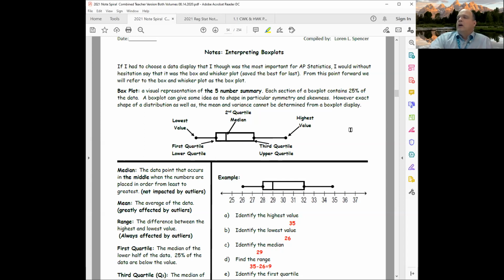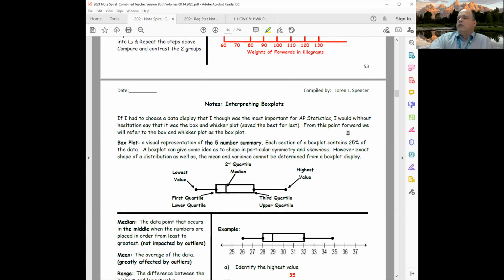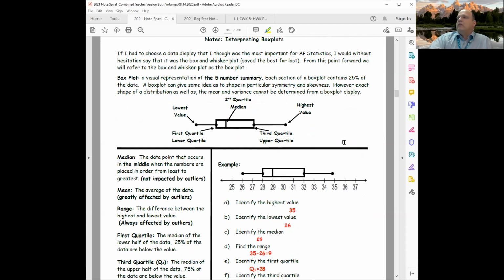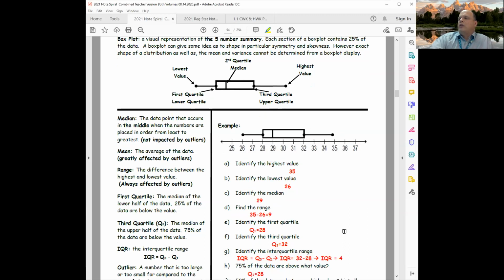All right, so we're just going to quickly go through some questions. The first question is identify the highest value. That's very easy, just looking at it. The highest value is 35. The lowest value is 26. The median is 29. That's the middlemost value right here. Find the range. Well, that's 35 minus 26, the highest minus the lowest. Q1, or first quartile, is at 28. The third quartile is at 32.